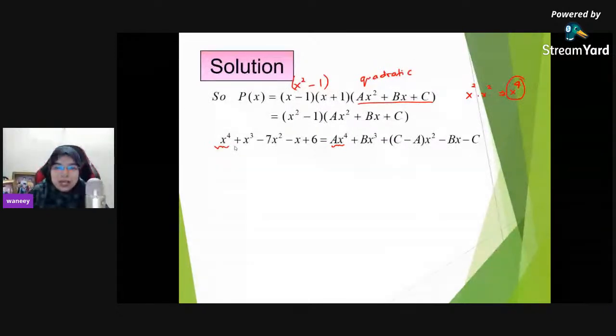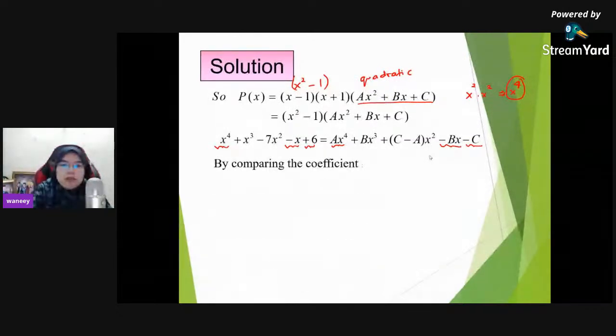And then if you compare the constant, you should be able to see this is positive 6, this is negative c. So positive 6, negative c, negative c equal to 6. So that means you can easily calculate what is the value of c. And the same thing will happen to b as well. So this is negative x, this is negative bx, and again you can easily see what is the value of b. So for me, I prefer to use comparing coefficient.